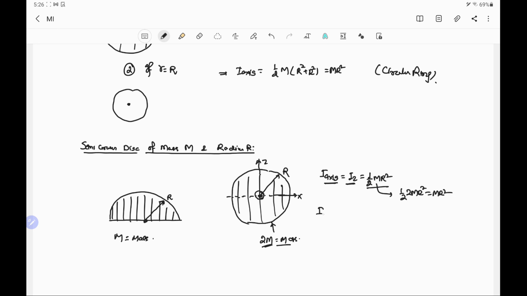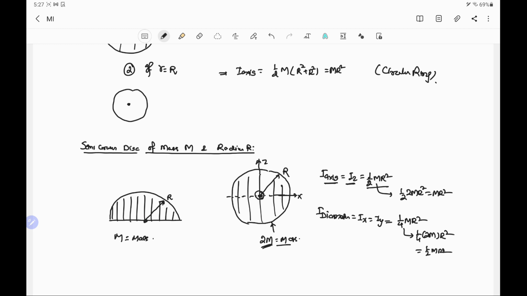Similarly, if I have to find I diameter, so I diameter equals Ix equals Iy, because of the symmetric distribution about the x and y axes. We have found it is 1/4 mR², and in this formula we will use 1/4 times 2m times R², because the mass of this disk is 2m, so it will give 1/2 mR².